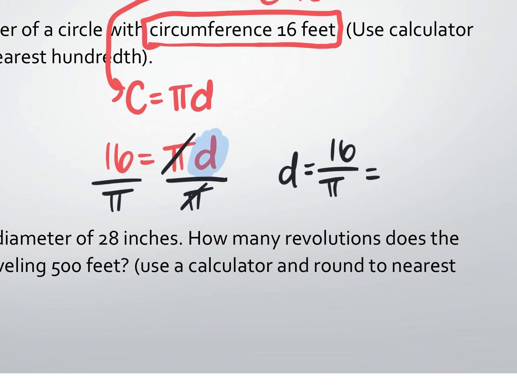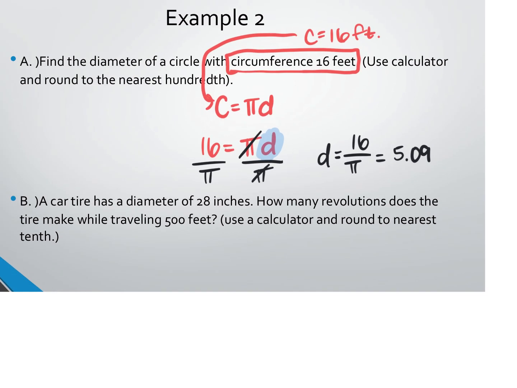German? Huh? 5.09 feet. Why did German round to the nearest hundredth and not the tenth here?